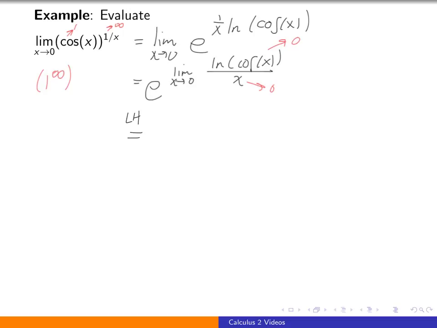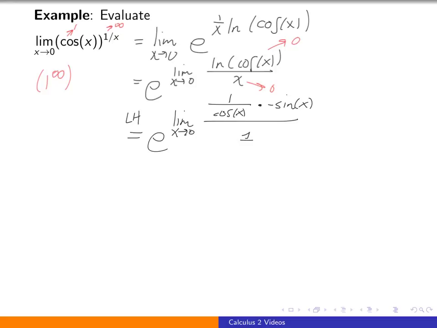So L'Hopital's rule tells us that for this limit we have, we can take the derivative of the top, divide it by the derivative of the bottom. So the derivative of x is 1, that's the easy part. To differentiate the natural log of cosine x, we use a chain rule. So we take the derivative of the outside function, 1 over, evaluated at the inside function, and then we multiply by the derivative of the inside function. And the derivative of cosine is minus sine.